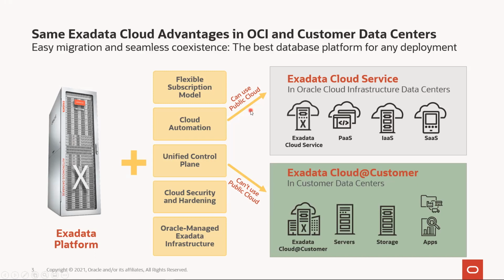Now, for customers who can use the public cloud, meaning they can actually put their data in the public cloud, we have the Exadata Cloud Service. That's part of the OCI, or the Oracle Cloud Infrastructure. For customers who can't put their data in the public cloud, we have the Exadata Cloud Customer, and that can reside in the customer data center or in a colo.